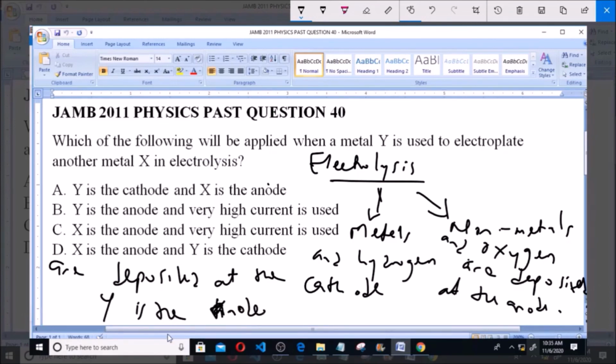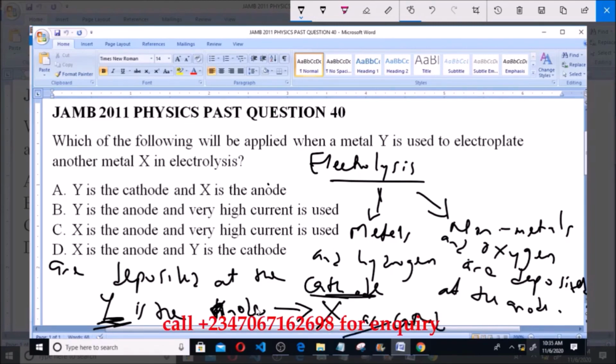Metal Y is the anode, hence used, or since it's a metal, of course it will be deposited at the cathode. So Y will be used as the anode, and then it will be deposited on X, which will be used as the cathode, because metals are deposited at the cathode. So Y is the anode, and X is the cathode. So option B says Y is the anode and very high current is used, which is correct. So B, Y is the anode and very high current is used, is the answer to this question.